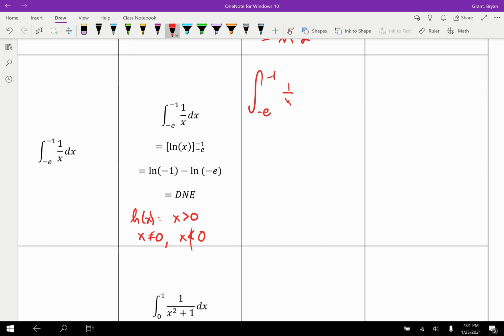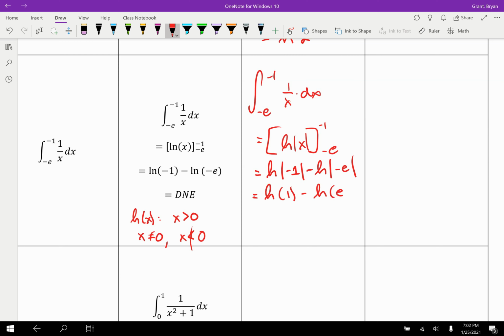Negative e to negative 1, 1 over x dx. The antiderivative is not the natural log of x. It is, in fact, the natural log of the absolute value of x. And if you forget the absolute value, this problem will make no sense at all. And you do need to be very careful with that. What happens? Well, these become positive values, like so. This is still 0. And we also need to remember that the natural log and e undo each other, but they don't just vanish. They leave a 1 behind.